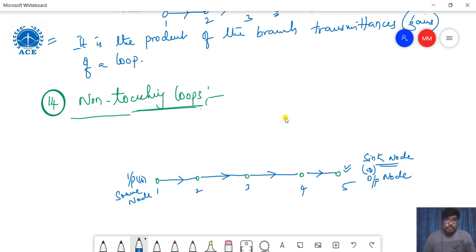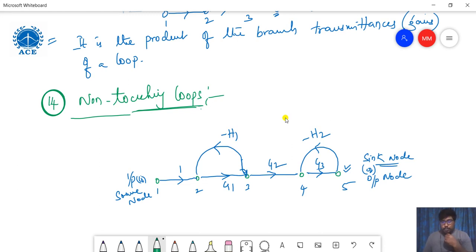So in this case we are discussing non-touching loops. Two individual loops should not touch each other, which means they should not have a common node. So I'm taking one here, this is say minus h1, and another one, say this one, is minus h2. This is g1, g2, say g3, this is 1, for example.